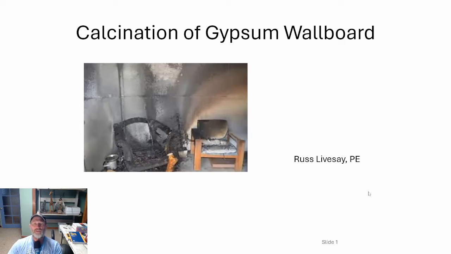Hi, my name's Russ. This is a video in the series of videos being created that review some of the fundamentals of fire forensics as defined in NFPA 921. This discussion will be on the calcination process of gypsum wallboard and how it can be used as a tool in helping to define fire patterns in a structural fire.